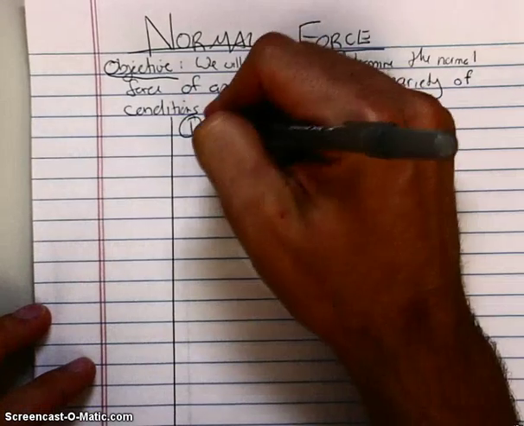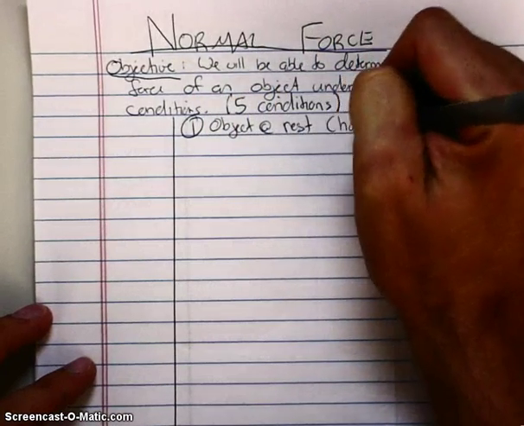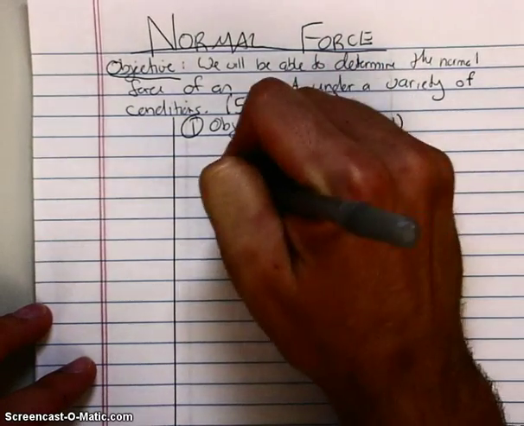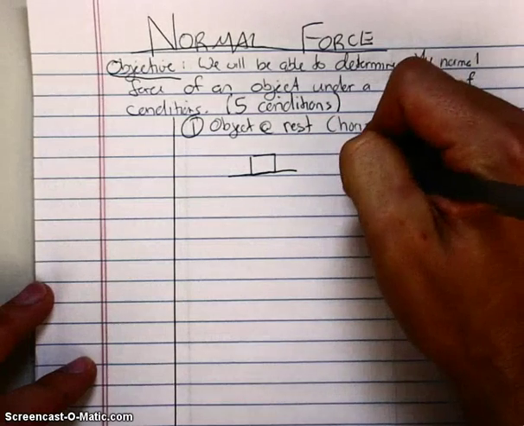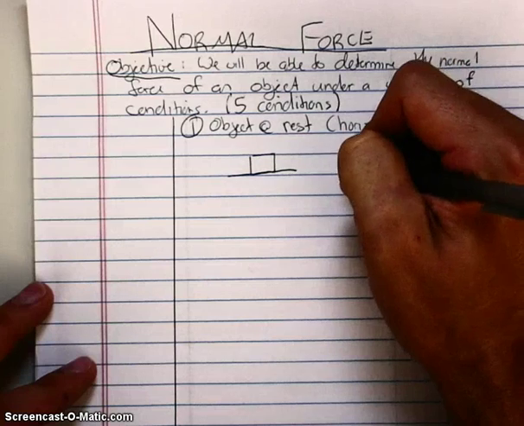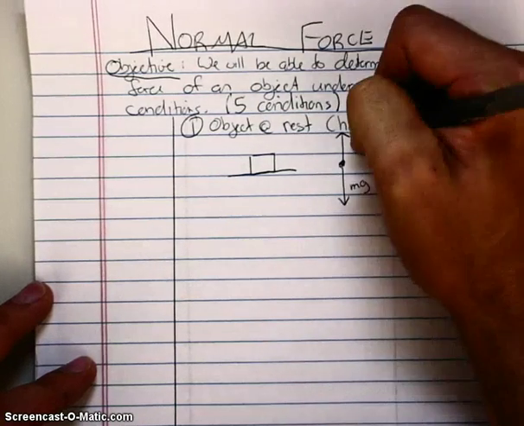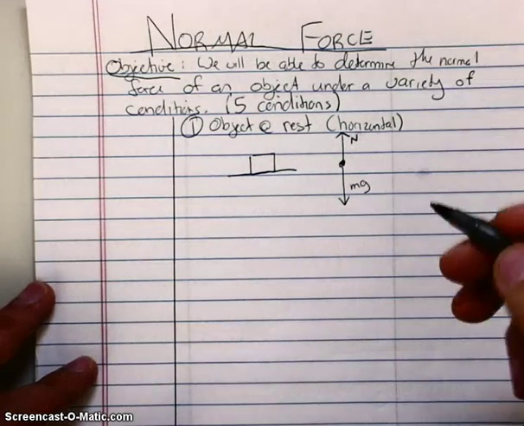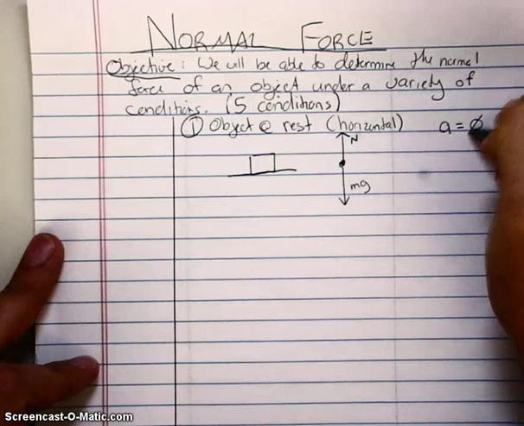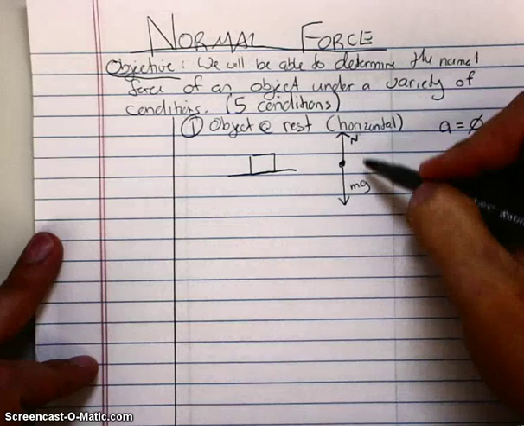Our first condition would just be an object at rest on a horizontal surface. So let's just pretend I have an object sitting on a horizontal surface. If I draw a free body diagram, and a free body diagram is the most important key here, gravity is pulling it down, mg, and normal force is pushing it up, N. Because this object is not moving, because its acceleration is equal to 0, the normal force equals the gravitational force.